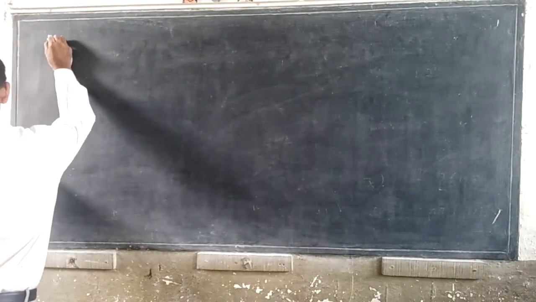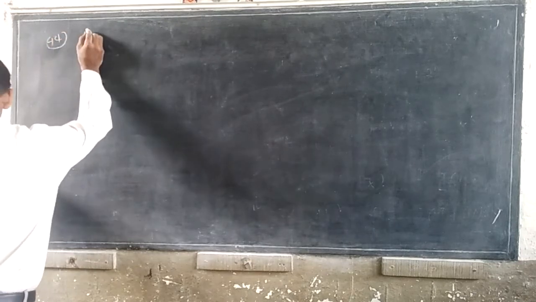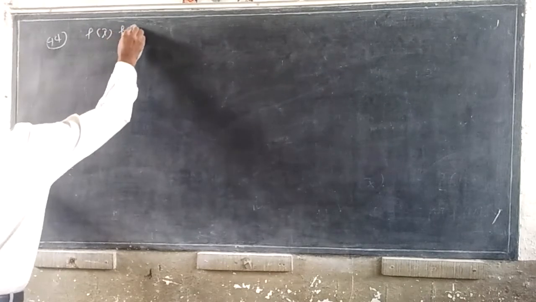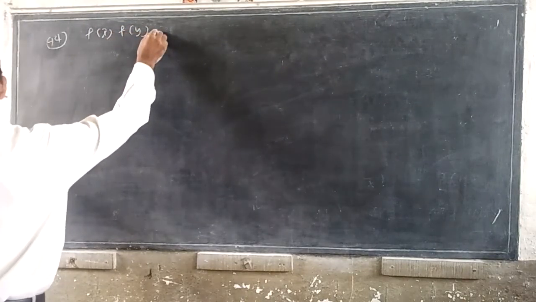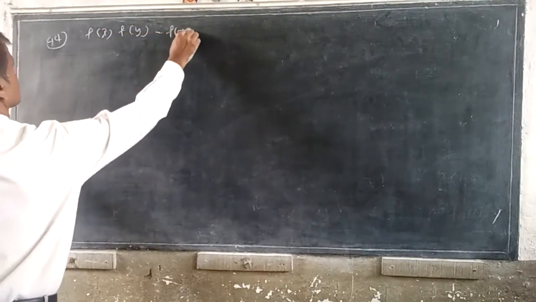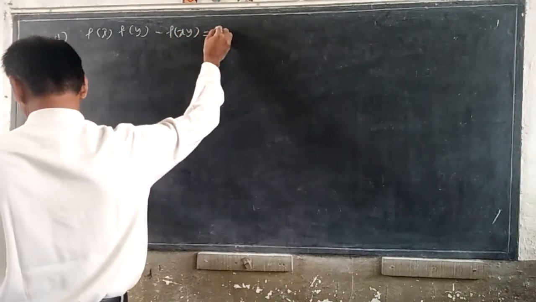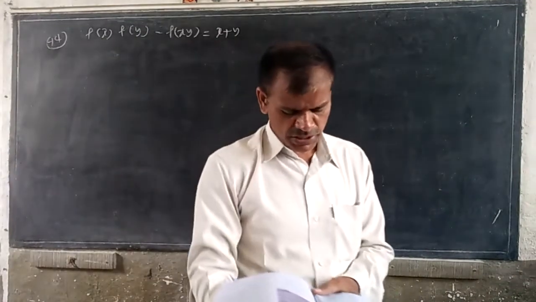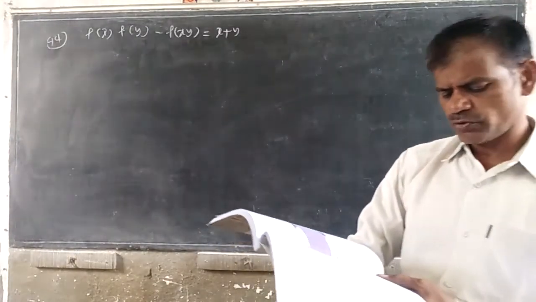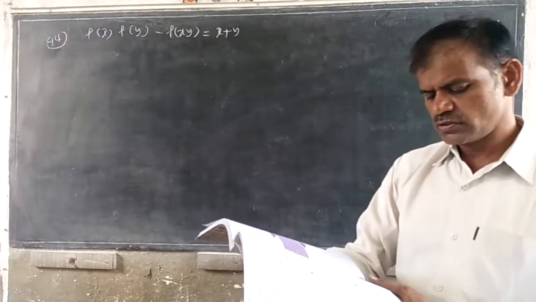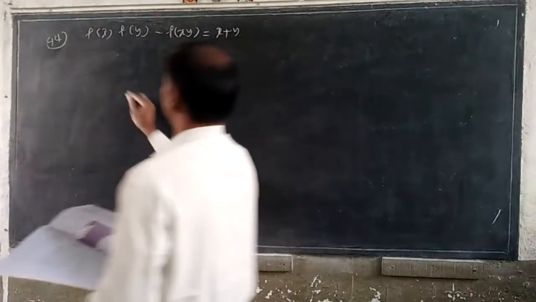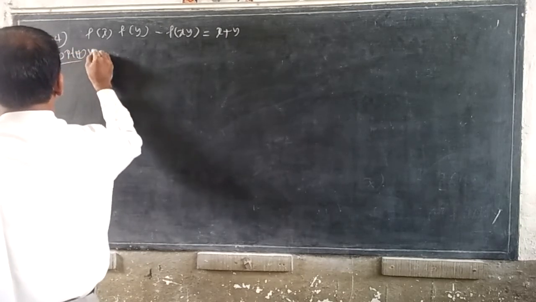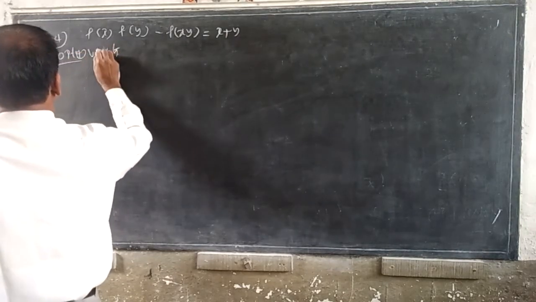A function f maps R to R, defined by f of x into f of y minus f of xy is equal to x plus y for all x belongs to R, f of y greater than 0. Simply verification only. We should get the answer LHS equal to RHS. Option 4, verify.